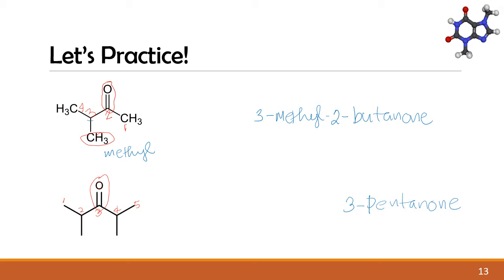Now this compound has two substituents, one methyl here and another methyl here. So we write here methyl. Since there are two, we use the prefix di. And we include the carbon numbers to which they are attached, which is carbon 2 and 4. So the full name of this ketone is 2,4-dimethyl-3-pentanone.